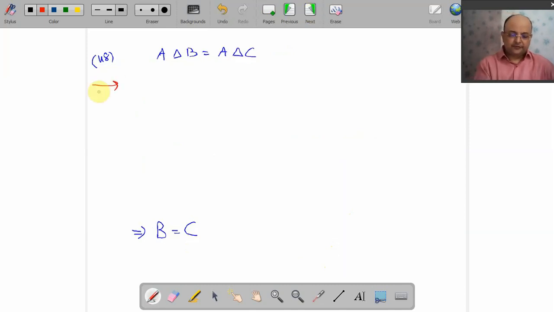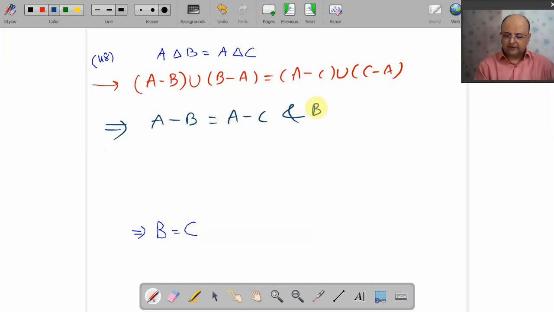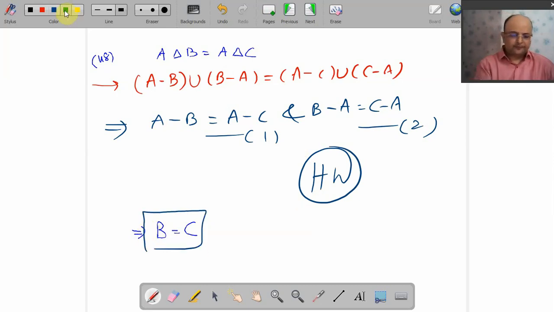Well, this we did. If you observe carefully, what is A delta B? Yes, my dears, it is A minus B union B minus A equals A minus C union C minus A. If I compare these two sides, you can immediately tell me that A minus B equals A minus C and B minus A equals C minus A. I call it 1, I call it 2. This is your homework. You want to prove that B equals C.